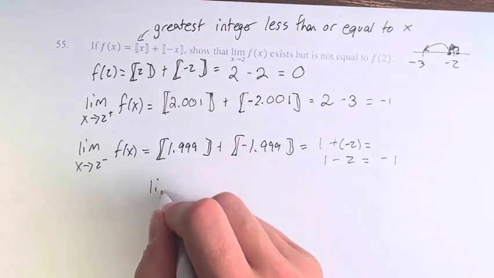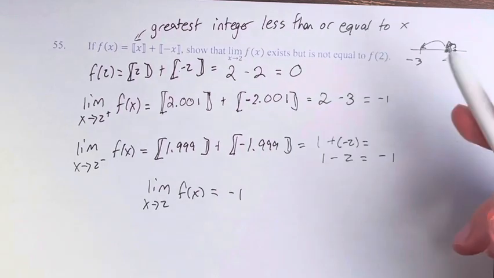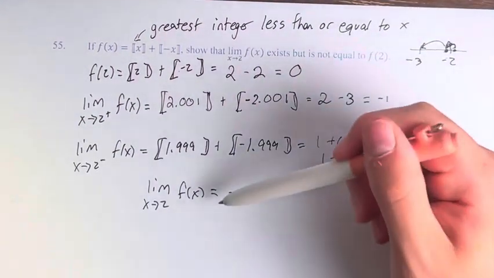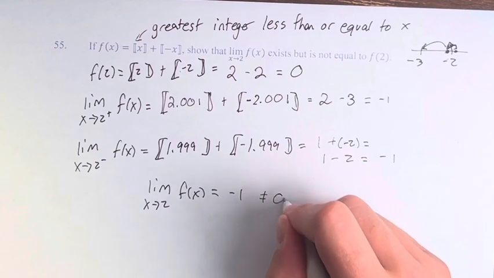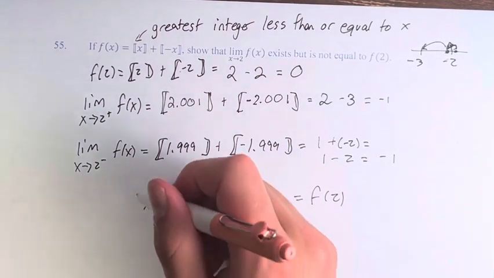So we know that the limit as x approaches 2 of f of x equals negative 1, because from the left and the right, it both equals negative 1, but it is not equal to 0, which is the value of the function itself at 2.